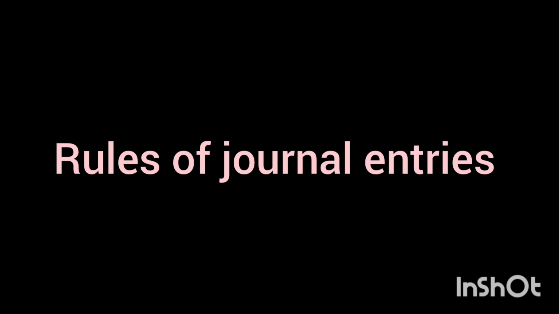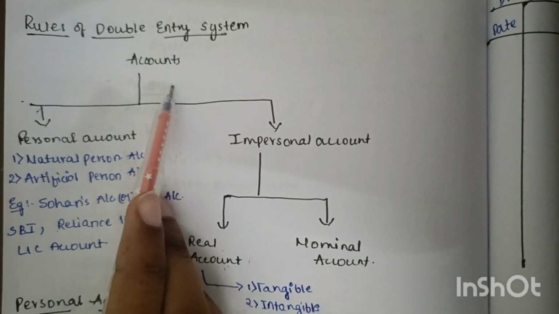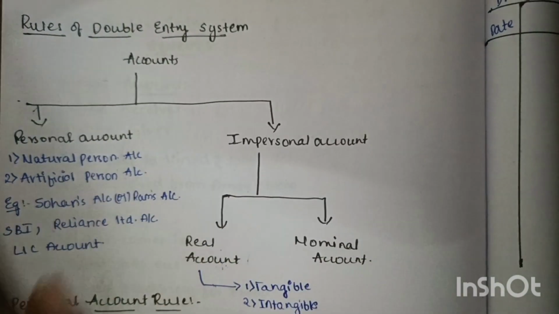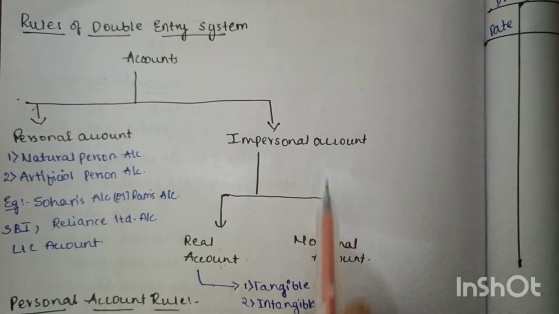In this video, let's discuss the rules of journal entries. Coming to the rules of the double entry system, but before going to the rules, you must know the accounts. Accounts are classified into two types: personal account and impersonal account. Let's discuss the personal account first, then we'll go with impersonal account.